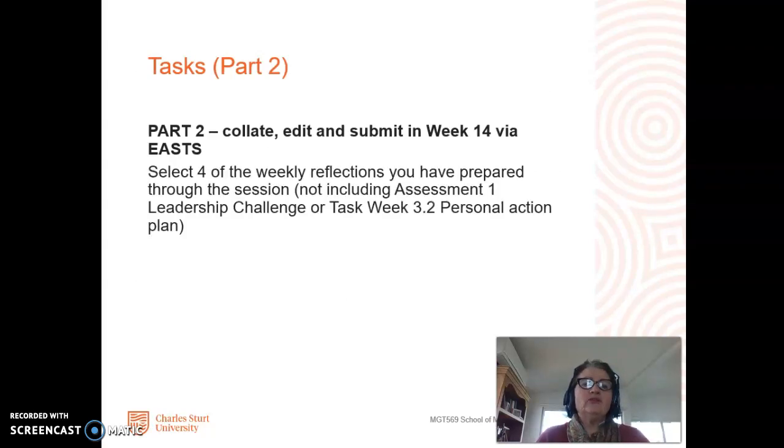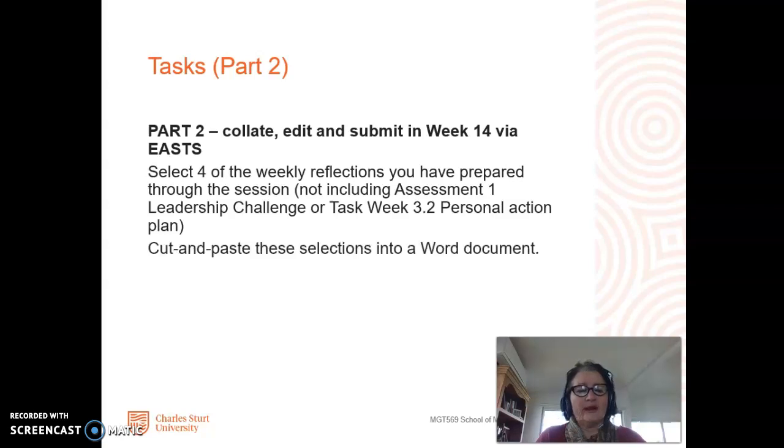So part 2 is you're going to collate, edit and submit in week 14 via EAST 4 of the journal tasks. And I'm going to explain how to do this in a minute because I find the instructions are a little bit confusing for me, so they're probably a bit confusing for you as well. So hopefully I'll be able to dispel any confusion. So don't include assessment 1 because you've already been measured on this, and don't include journal entry 3.2, which is a personal action plan. That will be included in the full report.